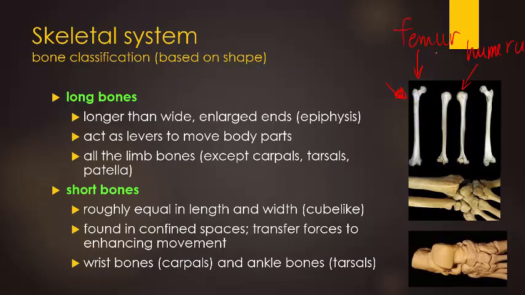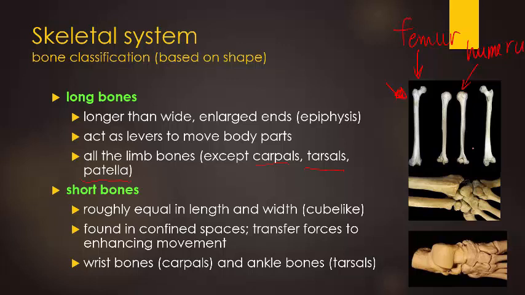They're longer than they are wide, and these are the bones that we use as levers to move body parts and then to move loads as well. And almost all the limb bones, with the exceptions of the carpals in the wrists and the tarsals of the ankle, and then the patella at the kneecap, all of the limb bones are long bones. So the humerus, the radius, and the ulna in the lower arm, the metacarpals in the palm, and the phalanges in the fingers, those are all long bones.